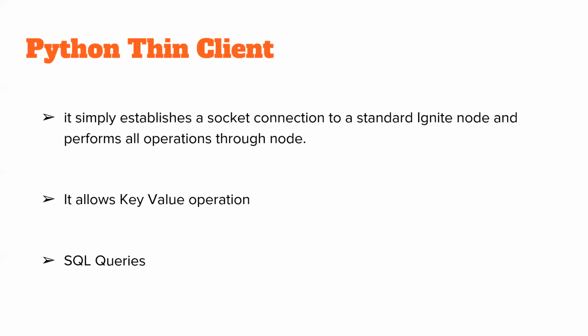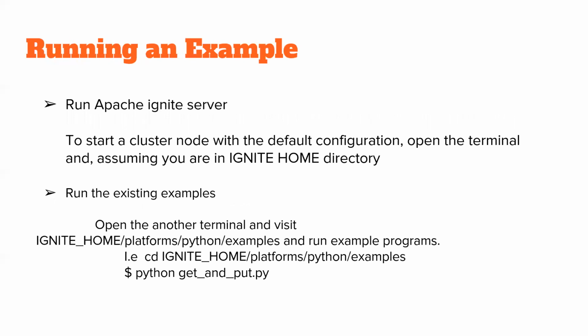What it does is simply establish a socket connection to a standard Ignite node and perform all the operations through that node. It allows you key-value operations to communicate with the Java Cache API, and SQL queries to perform database operations and communicate with the data. You can install PyIgnite from the Python PyPI repository. So, running an example of PyIgnite.